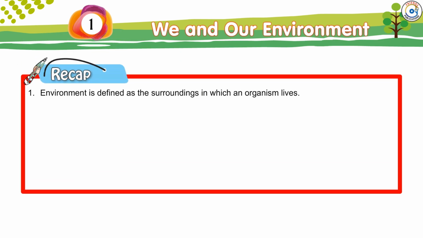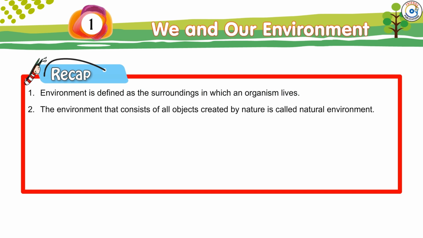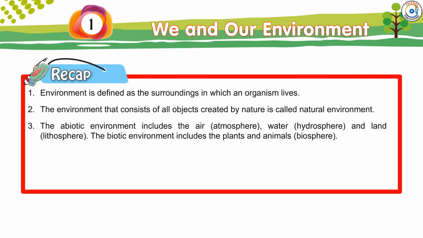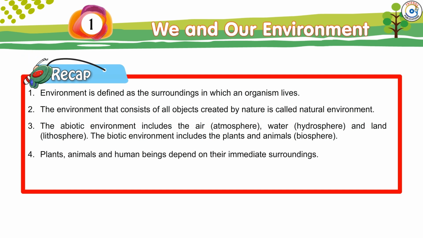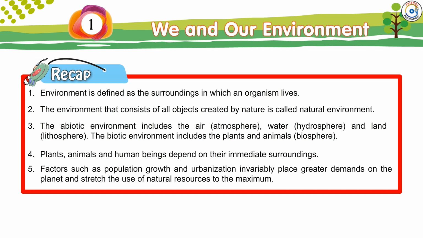Recap. Environment is defined as the surroundings in which an organism lives. The environment that consists of all objects created by nature is called natural environment. The abiotic environment includes the air (atmosphere), water (hydrosphere), and land (lithosphere). The biotic environment includes the plants and animals (biosphere). Plants, animals, and human beings depend on their immediate surroundings. Factors such as population growth and urbanization invariably place greater demands on the planet and stretch the use of natural resources to the maximum.